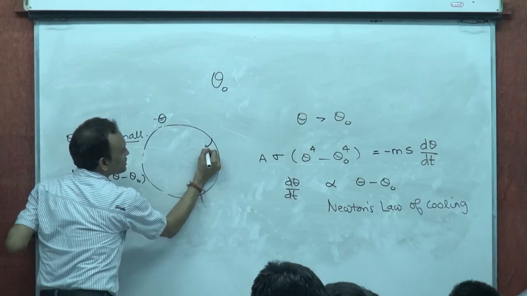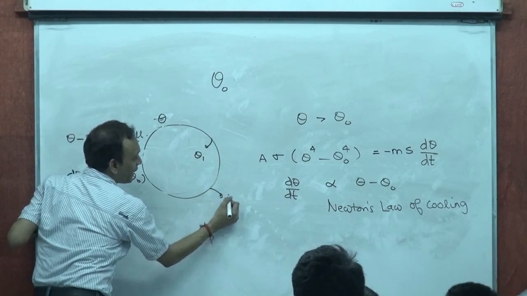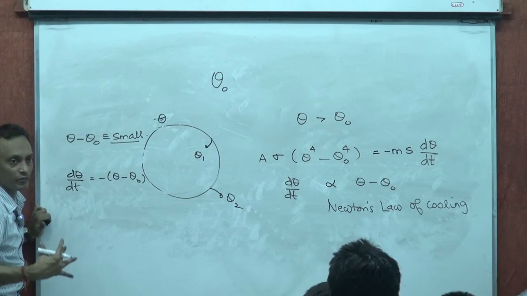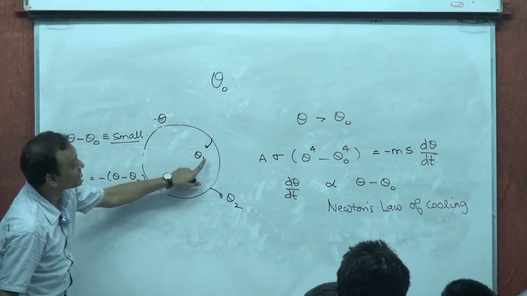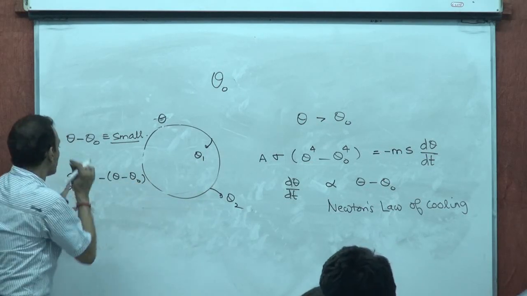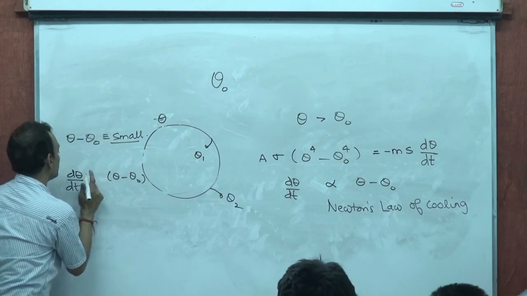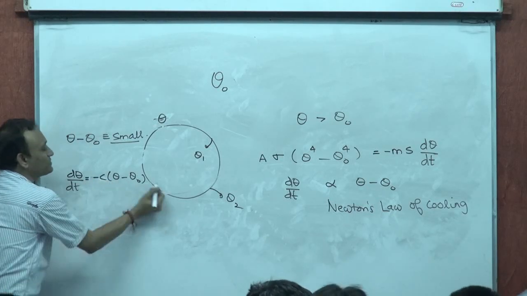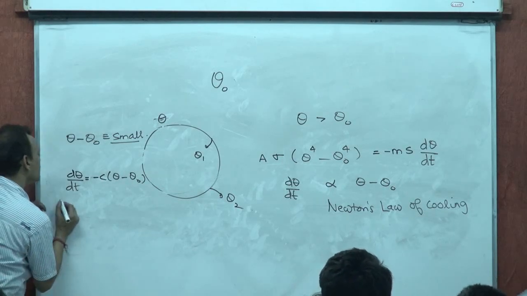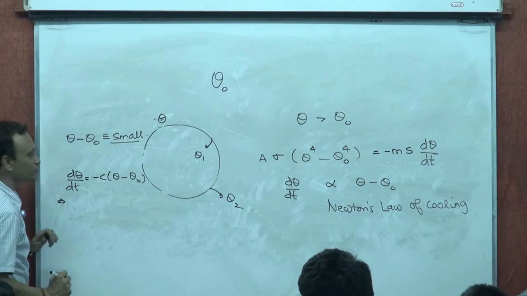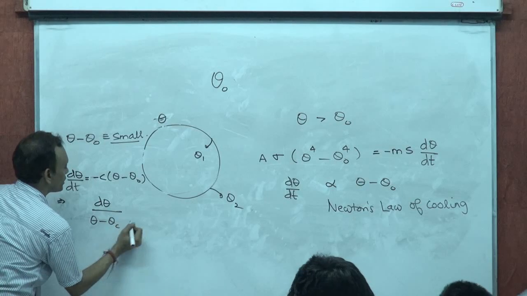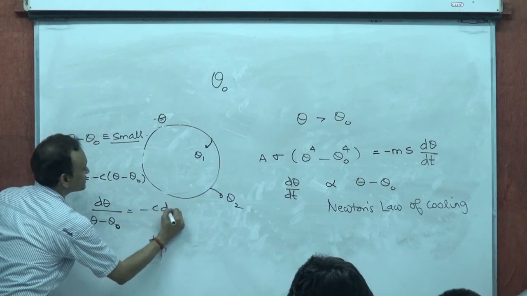Let's say theta was initially theta 1, and after a while it becomes theta 2. I want to find the time the temperature of this body changes from theta 1 to theta 2. At any given instant, d theta dt would be minus c times theta minus theta naught, right? And what this would mean is, I could integrate this: d theta by theta minus theta naught is minus c dt.